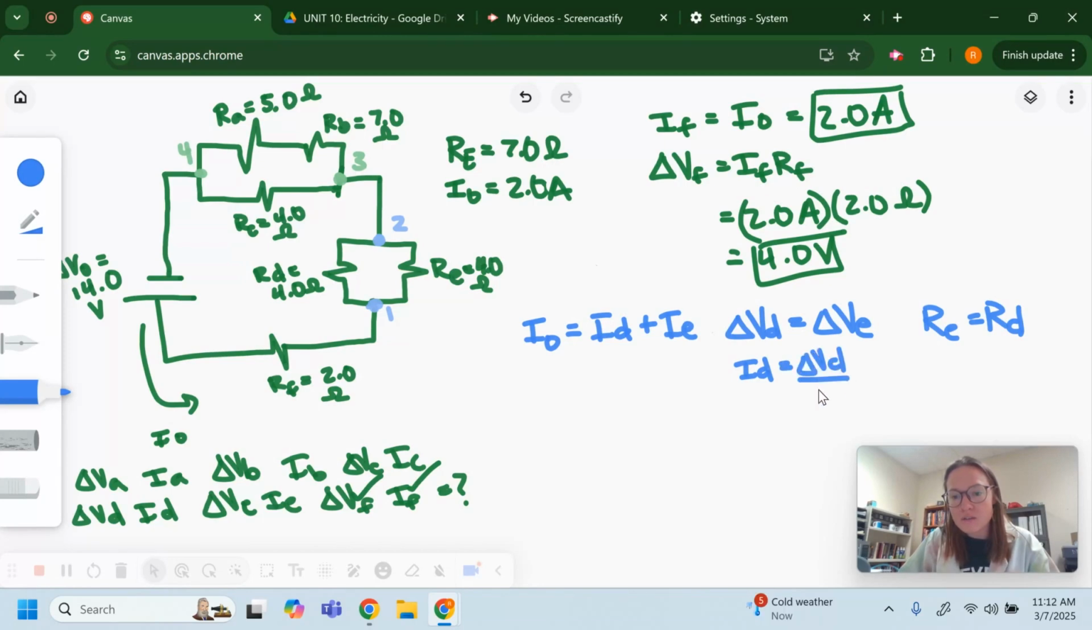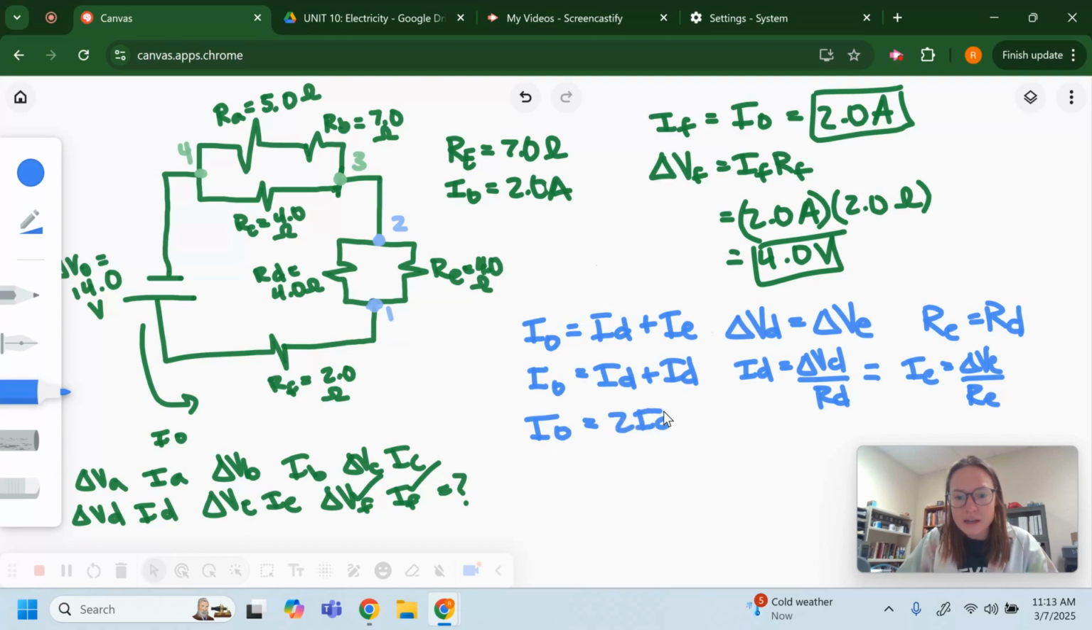This is going to be very helpful to me because I know that ID is equal to delta VD over RD. And I also know that IE is equal to delta VE over RE. And if delta VD equals delta VE and RD equals RE, well then ID and IE are going to be the same as each other. This means that if ID and IE are the same as each other, I could just plug back in for IE. I could just sub in ID right here. So I would get that I naught is equal to ID plus ID. Or in other words, I naught is equal to 2ID. Or in other words, once again, ID is equal to 1/2 times I naught.